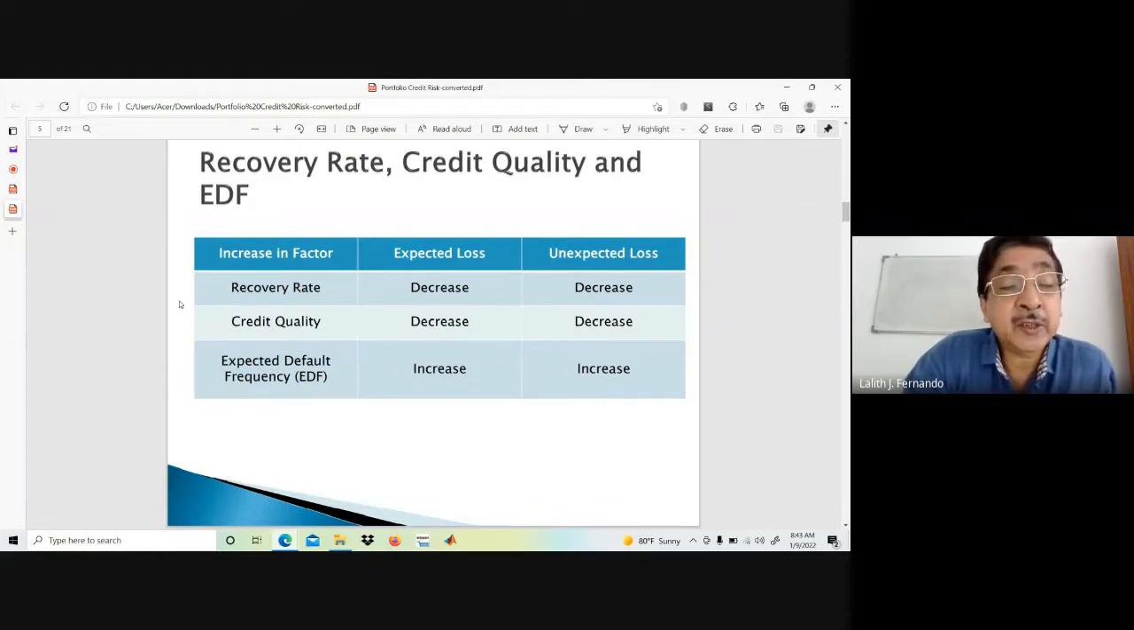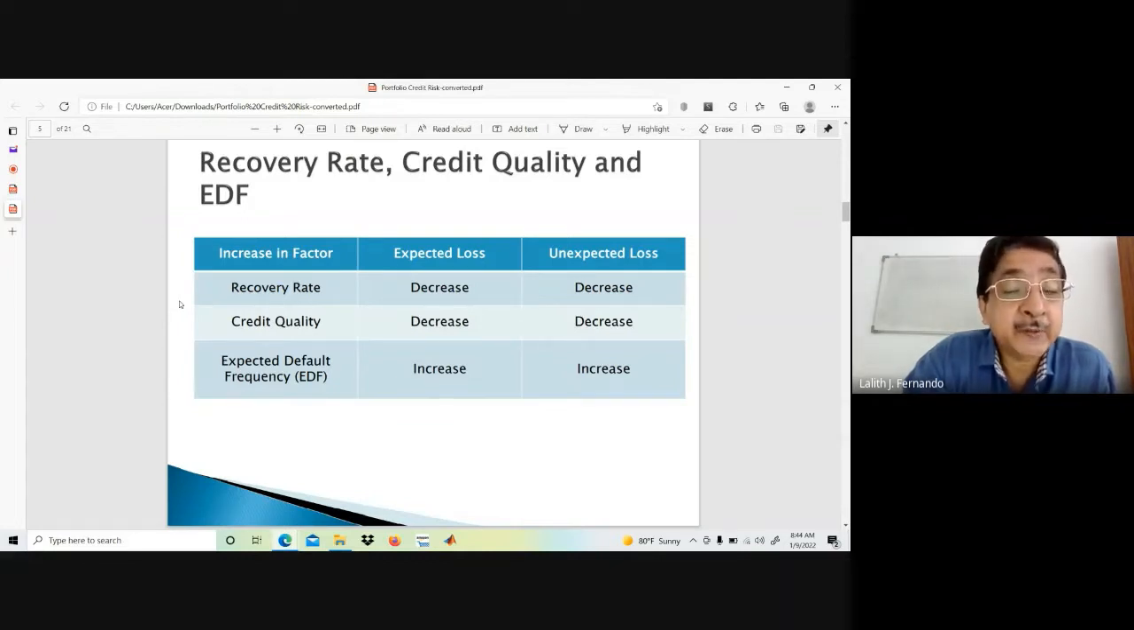Then when you go to the credit quality, what do you mean by credit quality? Credit quality is you are having a high recovery rate. Not only that, your NPE is very, very low. Not only that, every loan in the portfolio has a very low probability of default. So that means all the loans are in a better form. Expected loss will decrease if you increase the credit quality. Expected loss will decrease, unexpected loss also will decrease.